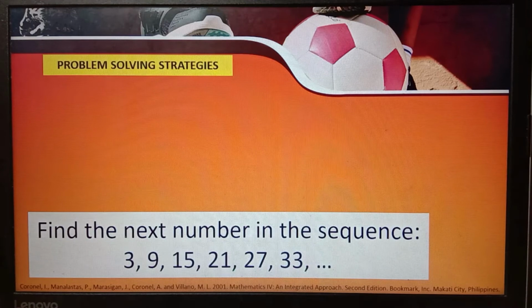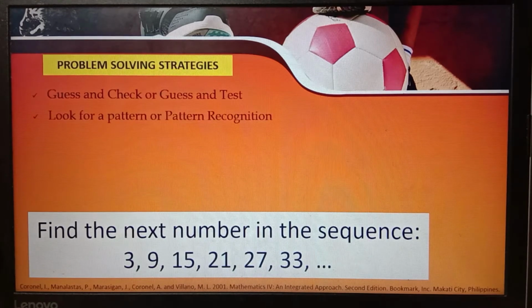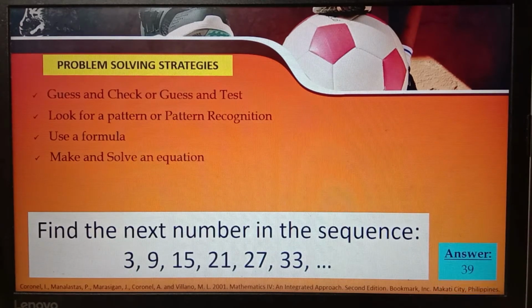Let us have another problem. Find the next number in the sequence 3, 9, 15, 21, 27, and 33. How are you going to solve this? The strategies could be guess and check, trial and error, look for a pattern or pattern recognition, or use a formula, making and solving an equation. Whatever strategy you use, you should arrive at one answer: the next number is 39.